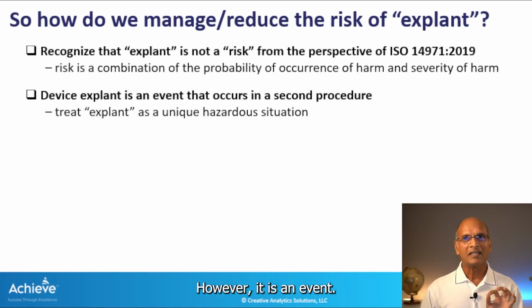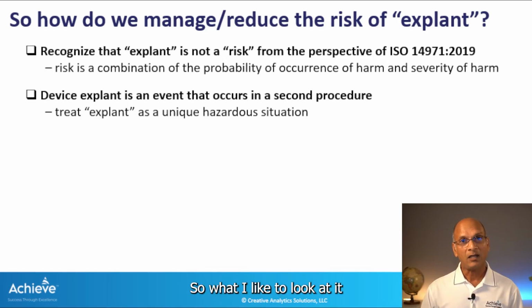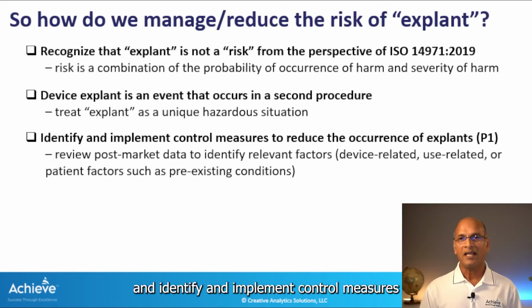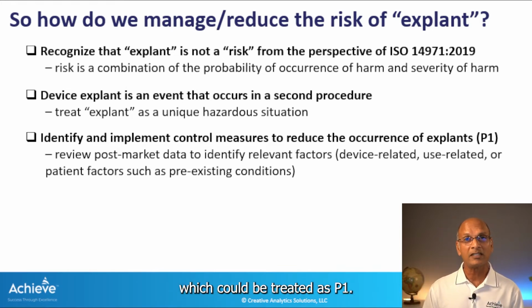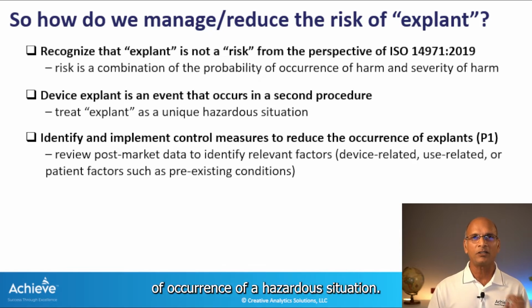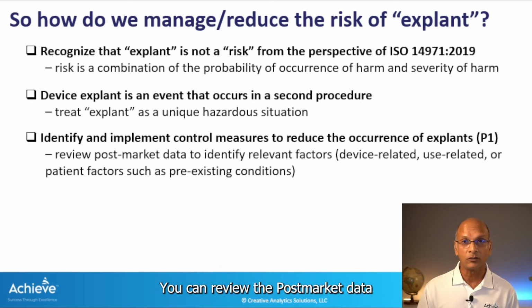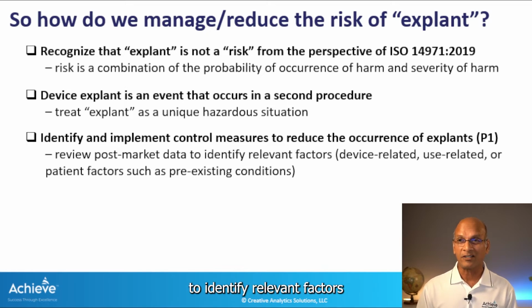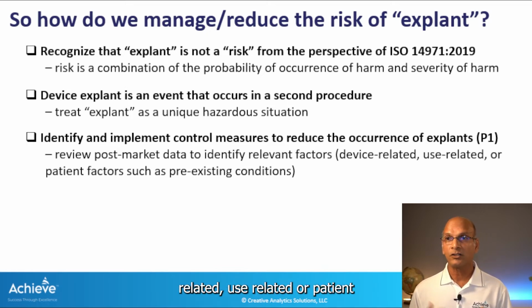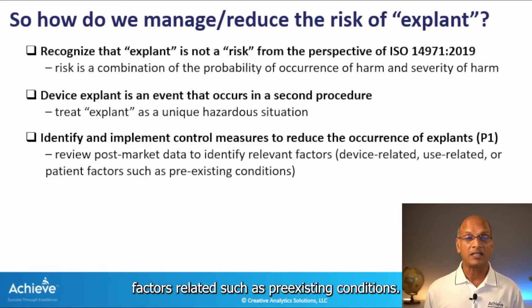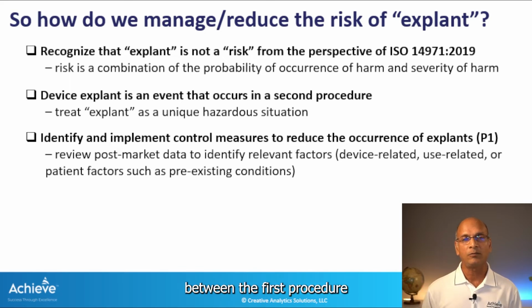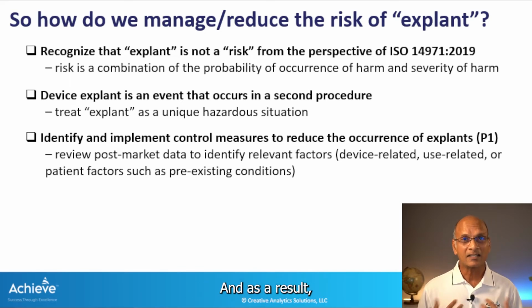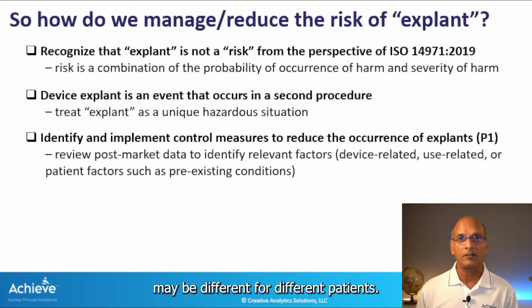However, it is an event. So what I like to do is treat explant as a unique hazardous situation and identify and implement control measures to reduce the occurrence of explants, which could be treated as P1. P1 is the probability of occurrence of a hazardous situation. You can review the post-market data to identify relevant factors. It could be device related, use related, or patient factors related, such as pre-existing conditions. And again, the time may be different. More time may have elapsed between the first procedure and the second procedure. And as a result, the hazardous situation may be different for different patients.